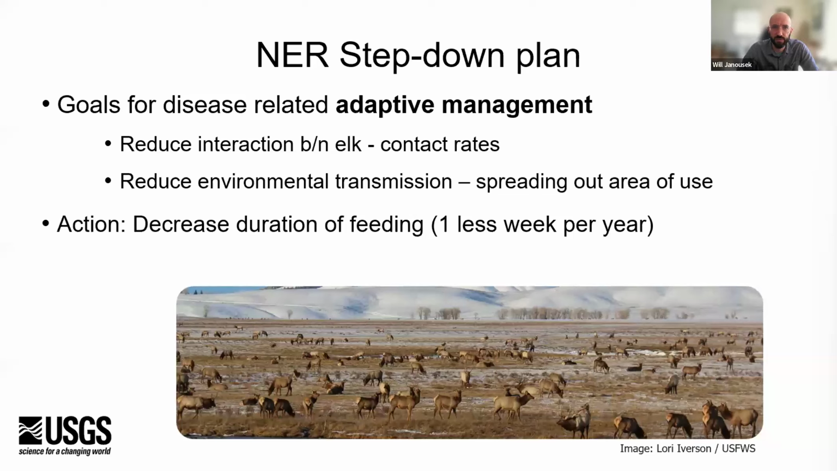So the National Elk Refuge has been working through a step-down plan to reduce the duration of feeding. The goal of this adaptive management plan is really to reduce the interaction of elk that can reduce direct transmission of diseases, but also reduce the aggregation and spread elk out across space, thereby reducing the potential for environmental transmission or the contamination of the environment from pathogens like chronic wasting disease. The actions that have been taking place over the last several years have been the decrease in the duration of feeding, essentially 1 week less feeding per year over a 3-year period that we'll talk about in this analysis.